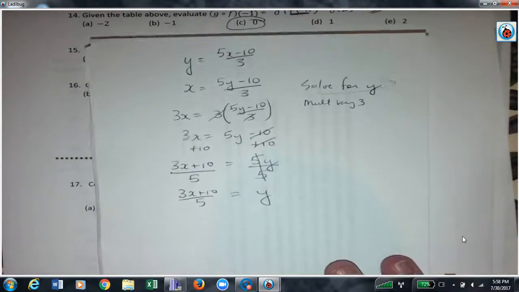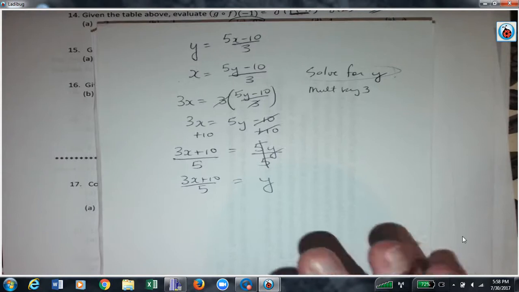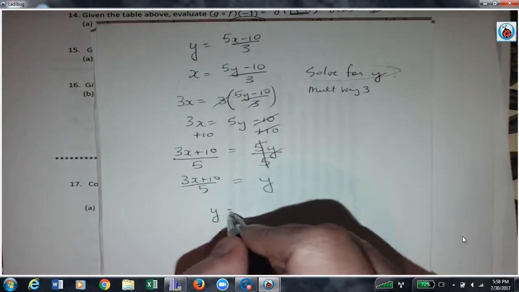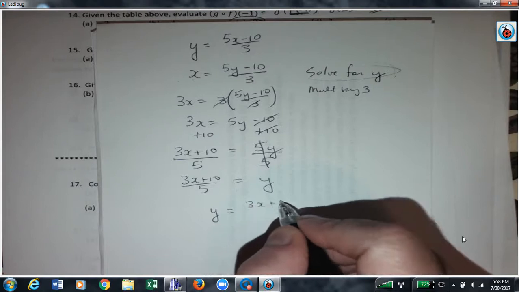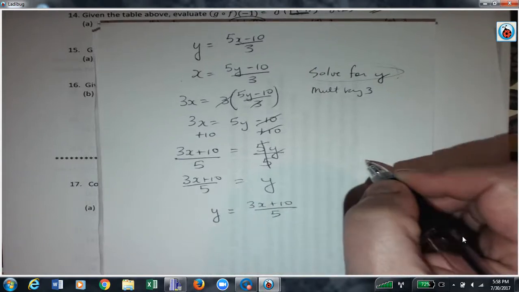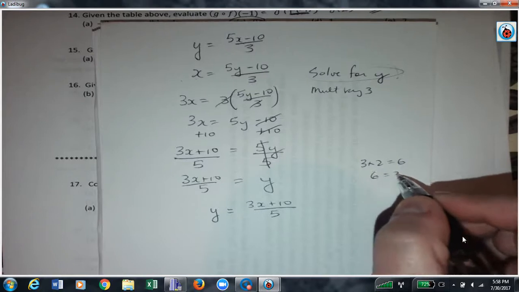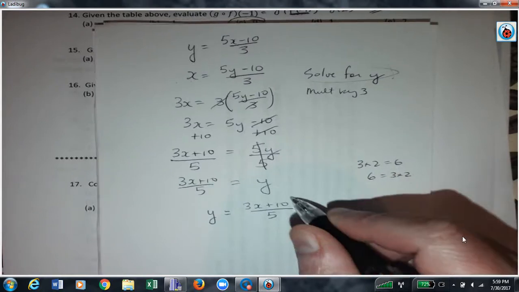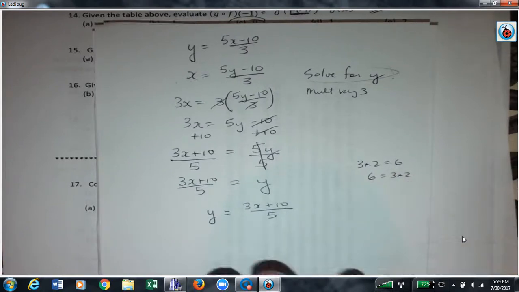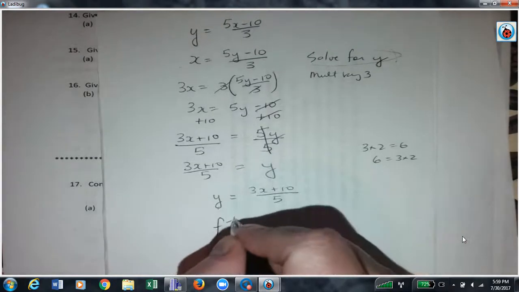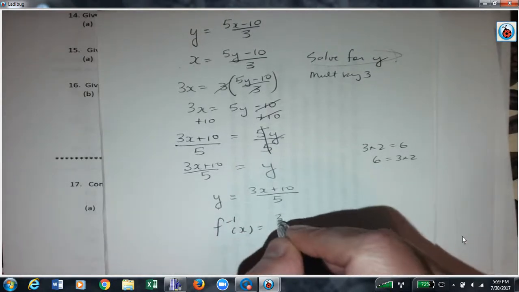Now, I said get y by itself, preferably on the left-hand side. So now I'm just going to swap sides because I have equality here, so I can just swap sides. So 3 times 2 is equal to 6. If I want to swap sides, that's still true, isn't it? So all I've done here is swap the sides. Now, once you've solved for y, you have your answer. So that is my inverse function.